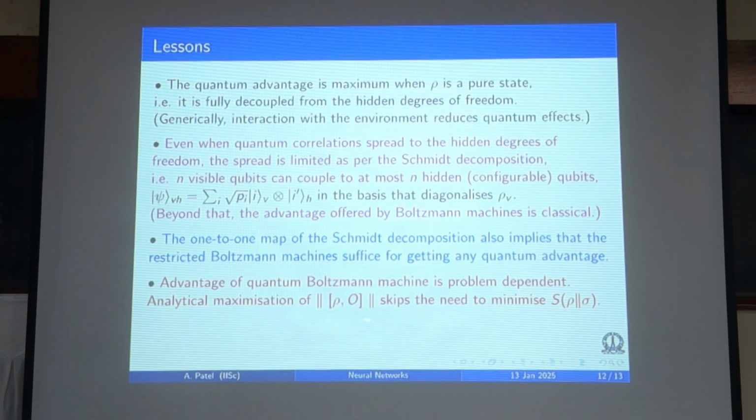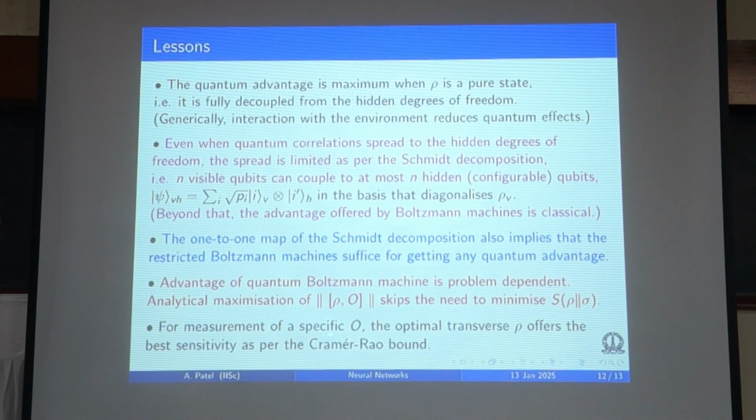One mathematical technicality is that because you could maximize this norm of the commutator analytically, in practical calculation, you completely bypass the calculation of the relative entropy. You found the minimum. You don't want to apply a gradient descent to converge to that place in a zigzag manner. You just jump into it in one step. And yeah, I already mentioned that for a specific O, you have to find the optimal transverse density matrix, which will offer the best sensitivity as per the Cramer-Rao bound.